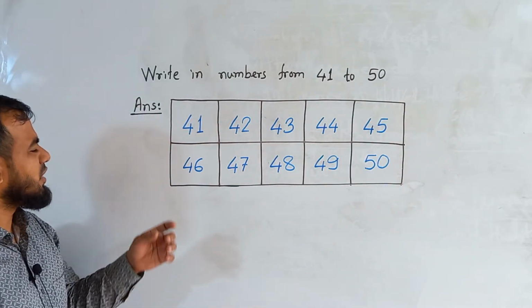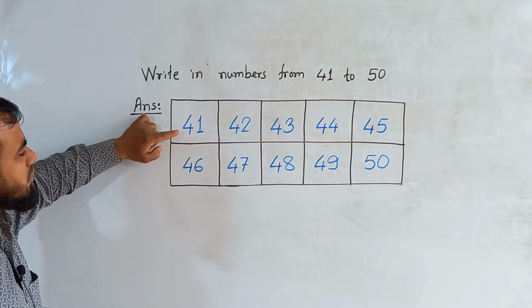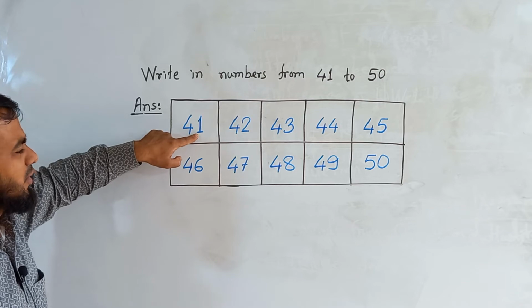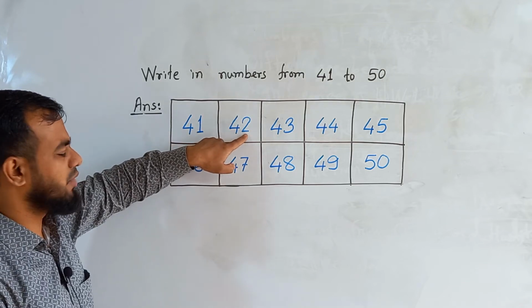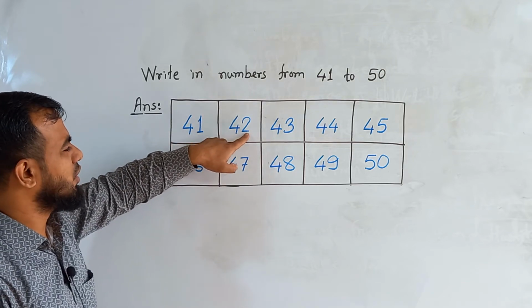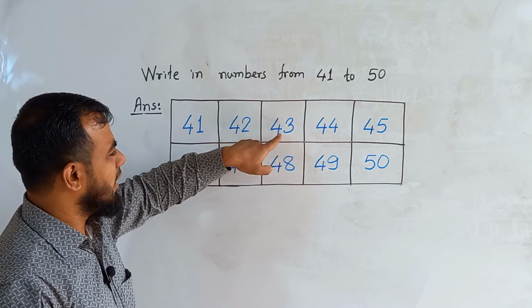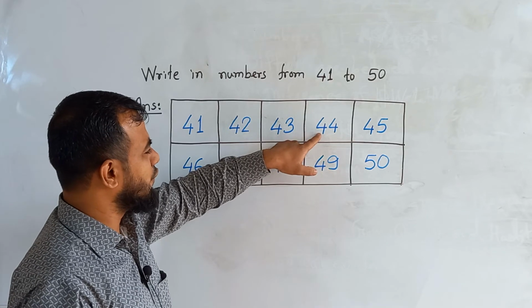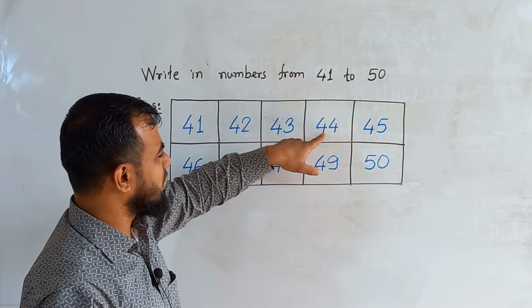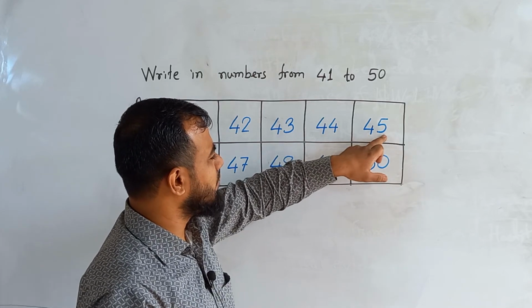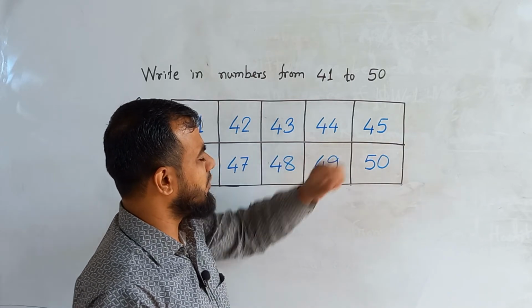So let's read out these numbers again from the start. The first number is 41. 4 and 1, 41. Then 4 and 2 makes the number 42. Then 43. 4 and 3 makes the number 43. After 43, the number is 44. 4 and 4 makes 44. After 44, the number is 45. 4 and 5 makes the number 45.